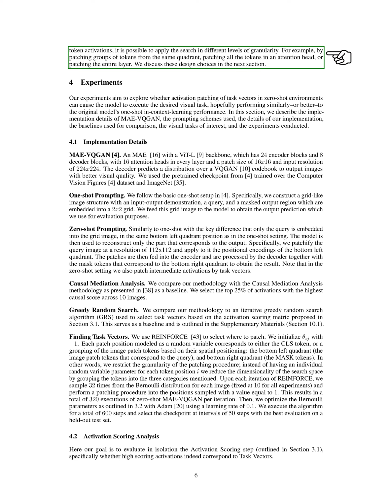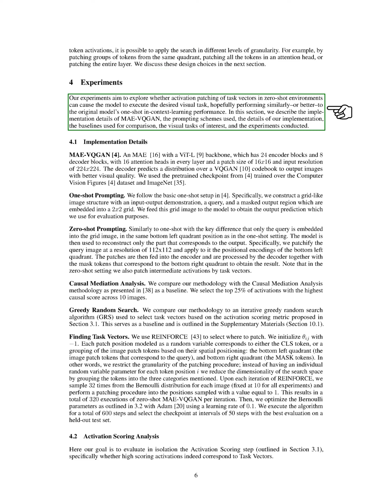Section: Experiments. In this section, we will explain our experiments where we aim to investigate if activating specific patches of task vectors in zero-shot scenarios can make the model perform visual tasks as well as or even better than the original model's one-shot in-context learning performance. We will discuss the details of how we implemented MAE-VQGAN, the prompting methods we used, our implementation specifics, the baseline methods for comparison, the visual tasks we focused on, and the experiments we carried out.